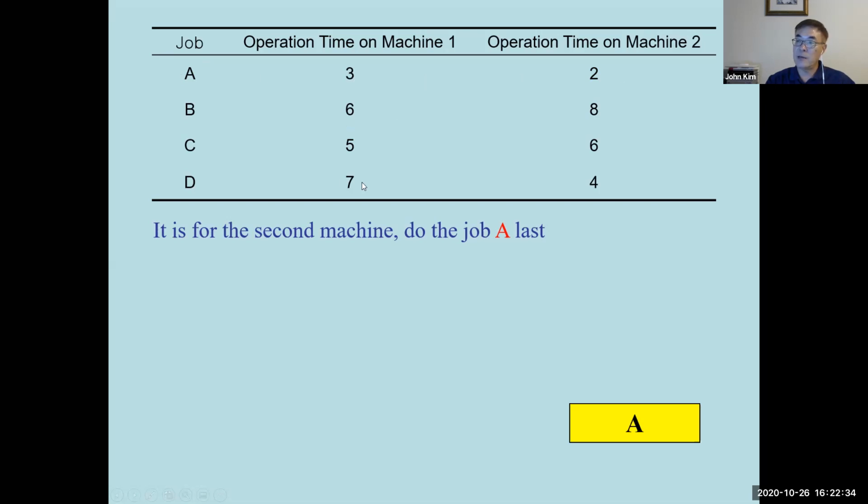Then 6, 5, 7, 8, 4, 6, 4. Among them, 4 is the second shortest. So it is on the second machine. So do job D second last. So place job D second last.